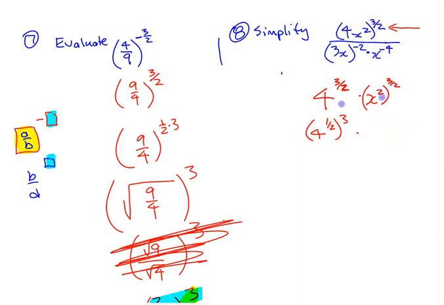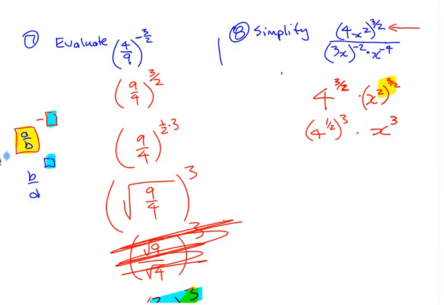2 times 3/2 here, what does this give me? 2 times 3/2, what's that? 6/2, right? 6/2 is the same as what? 3, okay? That's the same as 3.